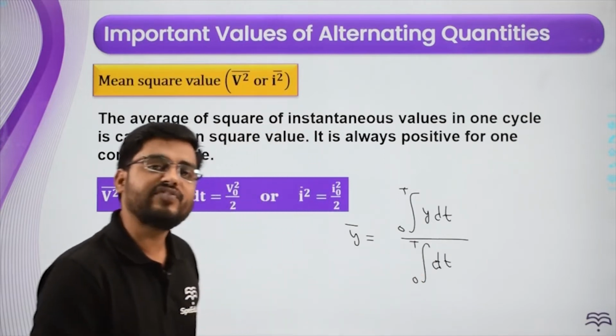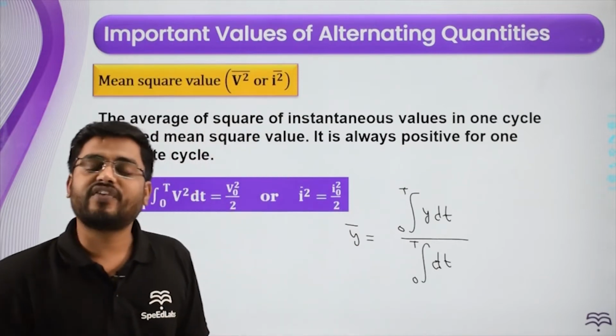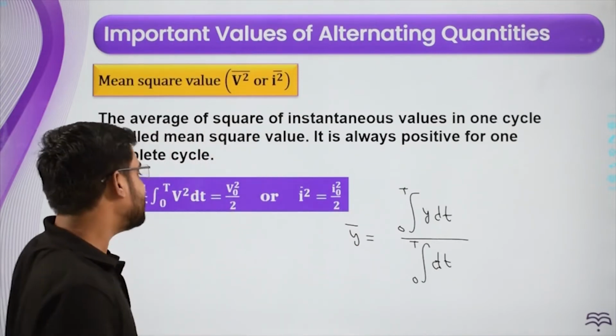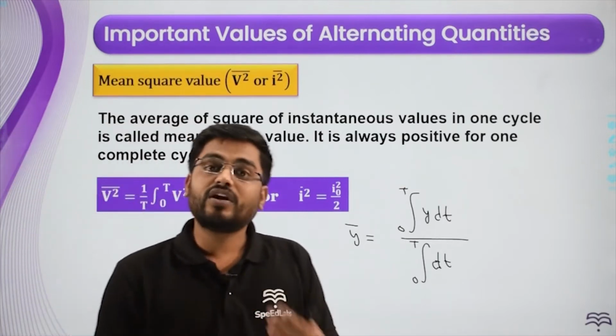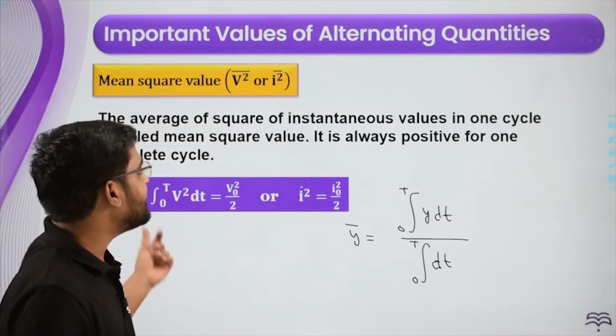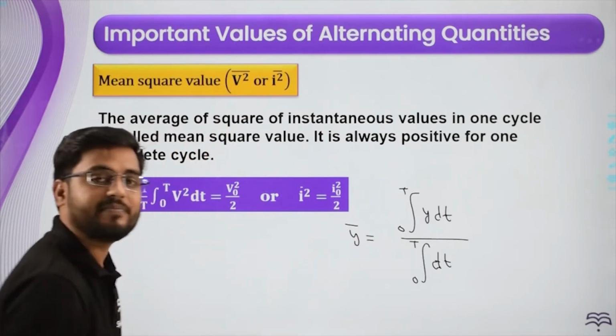If you want half time period, then you put 0 to T by 2. This is how we find the average of any particular quantity. Let us see how this is coming. So here the quantity is my voltage. I want to get the mean square value for the voltage. So instead of y, I am going to put my v.